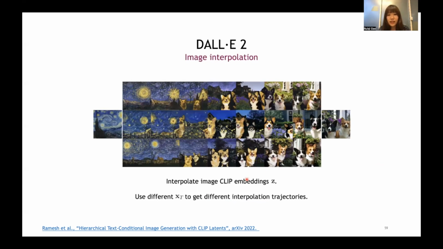And the second task is this image interpolation task. So given two input images, it's possible to use DALL-E 2 to do interpolation by interpolating the image clip embeddings of these two input images. And we can get different interpolation trajectories by using different x_T along these trajectories, as shown in those three rows. And as we can see, although the trajectories are different, the high-level semantic meanings are kept well for the two input images in all those three interpolation trajectories.